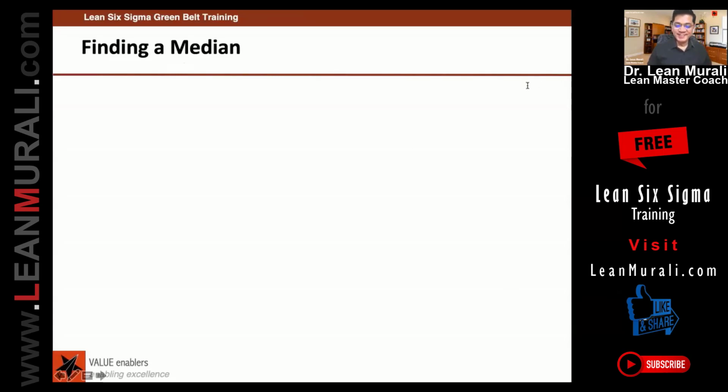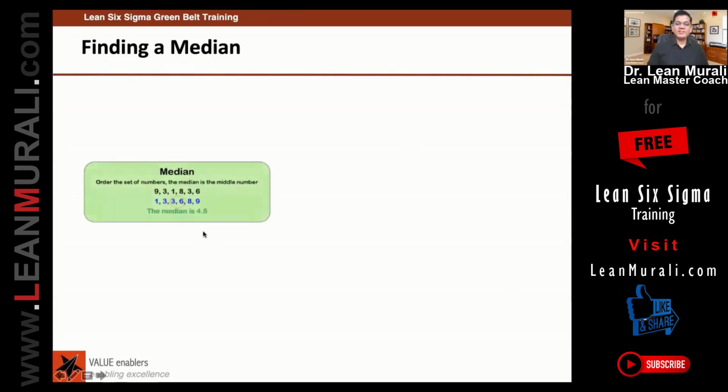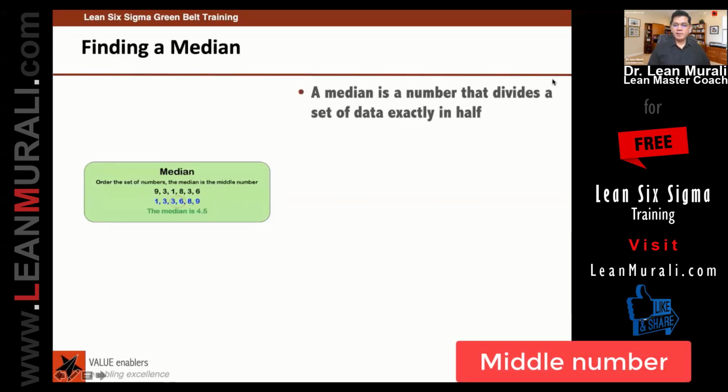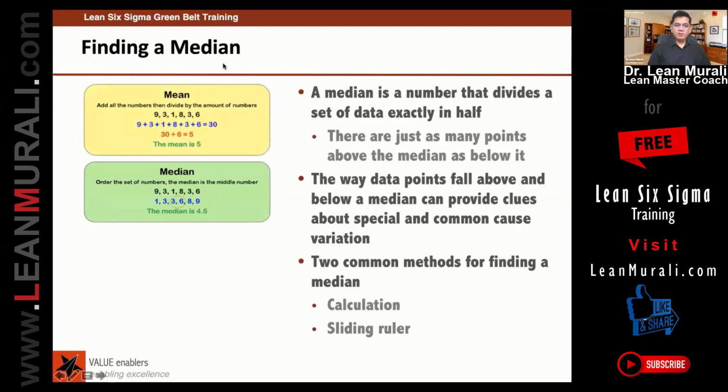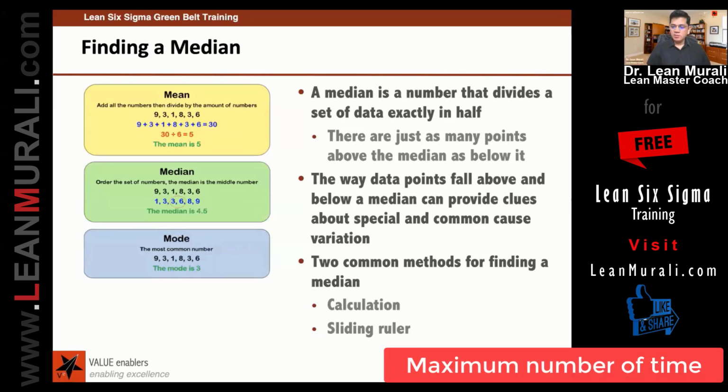Finding a median. Very important. All of us understood that out of a set of numbers, the median is the middle number. If you divide that in half, there are two numbers, and divide that by 2. Mean, we all know mean and average are the same. Just add all the numbers and divide by the total number of numbers. And mode is the number recorded the maximum number of times.